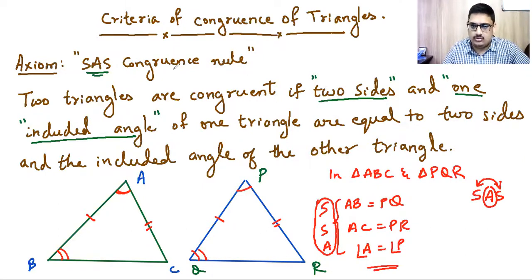SAS congruence rule. So I don't think now you should have any doubts with SAS rule. How to apply SAS rule? Consider two triangles, consider the sides which are equal, and also consider the angles which are bound by the equal sides. Only those angle and sides must be considered for SAS congruence rule. I hope this is very clear to all of you.